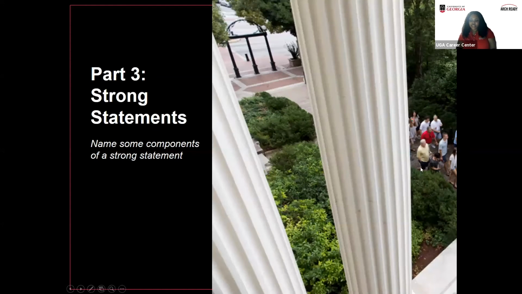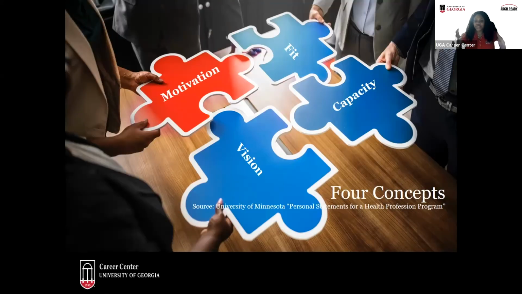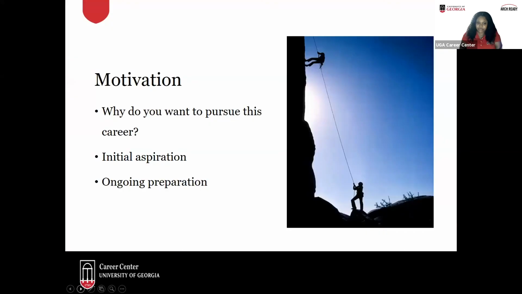Okay, so the third portion of our personal statement workshop, and I think this is the most important when we're talking about the elements of a personal statement. These are the four pieces to a strong personal statement. No matter what program you're applying for, no matter what school you're applying for, these are things that are always going to lead you to having a very strong and well-structured personal statement. So what does motivation, fit, vision, and capacity look like within the personal statement?